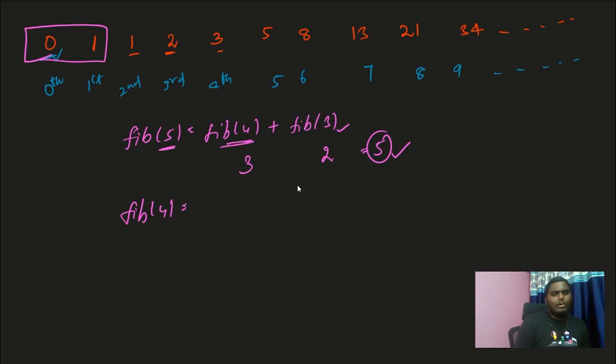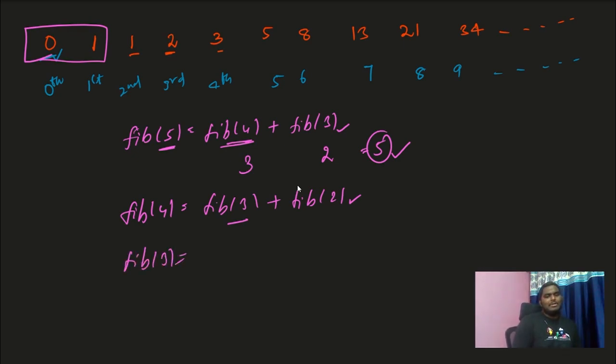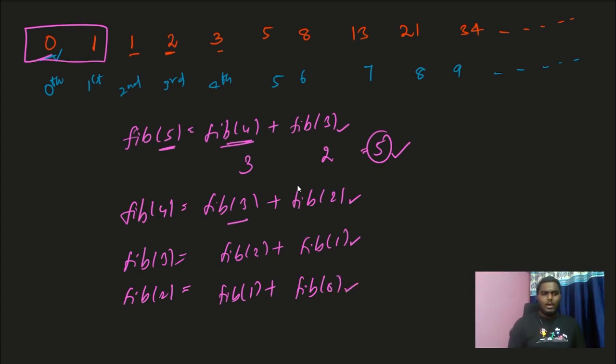Now your problem got reduced to finding the Fibonacci of 4, right? Now what will you do? You will write Fibonacci of 3 plus Fibonacci of 2. That's it. Now again your problem has been reduced to finding the Fibonacci of 3. So Fibonacci of 3 is equal to Fibonacci of 2 plus Fibonacci of 1. Now again your problem has been reduced to finding Fibonacci of 2. Fibonacci of 2 is equal to Fibonacci of 1 plus Fibonacci of 0. Done.